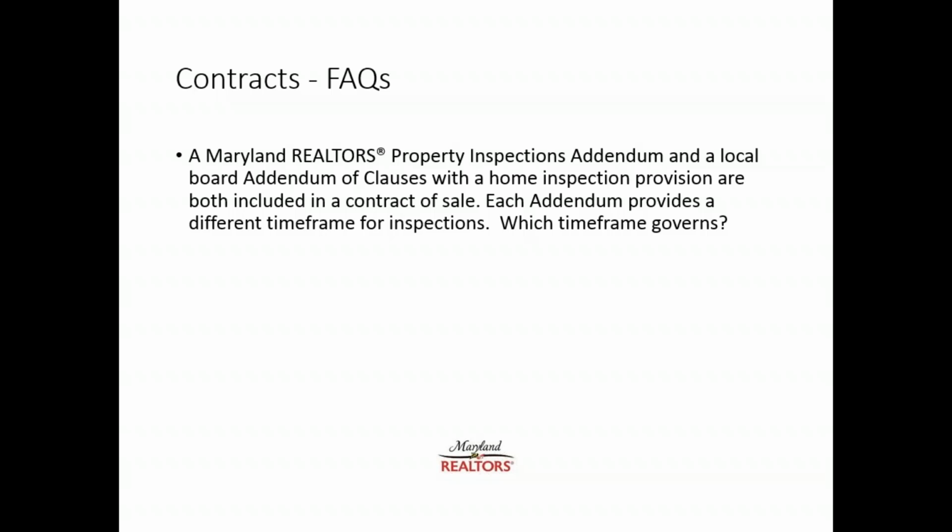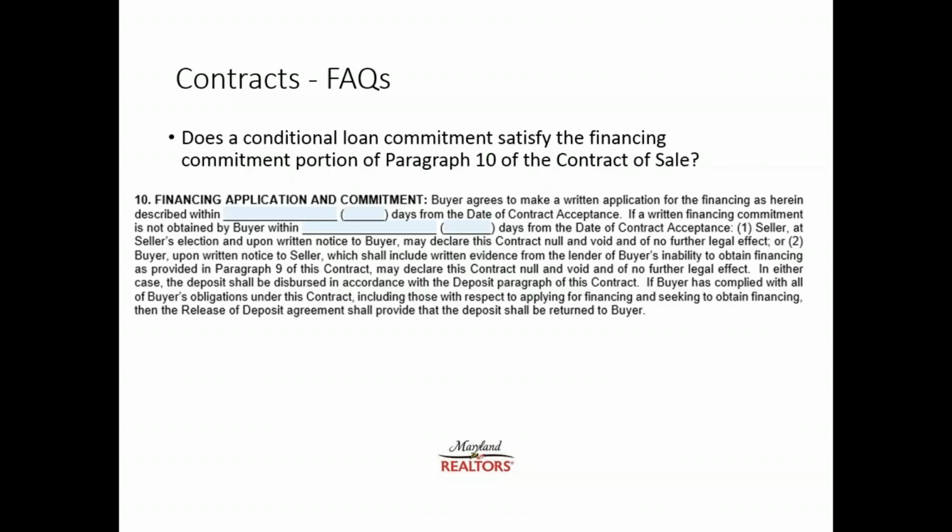Go back to the financing paragraph. There's nothing. If the buyer agrees to make a written application for financing, as herein described, it doesn't say anything about giving a copy of it to the seller. What are your thoughts on that? Yeah, I agree. The paragraph doesn't require a buyer to provide the seller with a copy of their written financing commitment. It doesn't say that. But it is a contingency, so the contract can become voidable if the buyer doesn't fulfill that obligation.